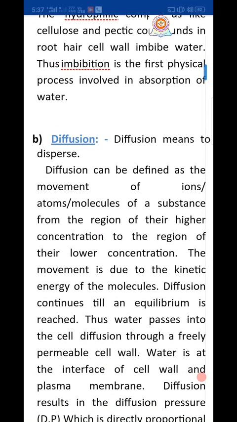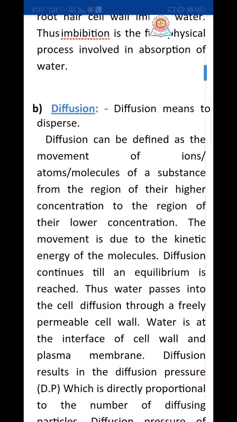Then the next physical process carried out during water absorption is diffusion. Diffusion means to disperse. Diffusion can be defined as the movement of ions or atoms or molecules of a substance from the region of higher concentration to the region of lower concentration.